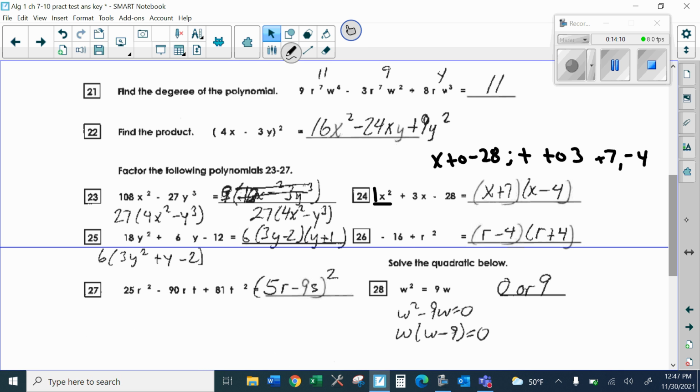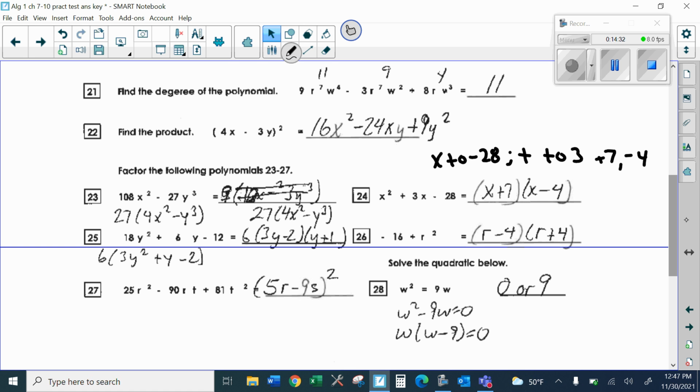All right, 26, I can see this as a difference of squares. r squared is a perfect square, 16 is a perfect square, and there's my difference sign. Don't forget, I could rearrange that and say r squared minus 16. It might be easier to see. And then I take the square root of each, r and r, 4 and 4, and one's a plus and one's a minus. Wipes out the middle term.